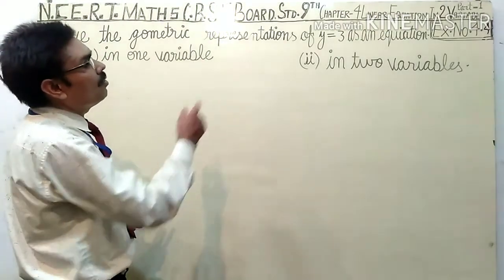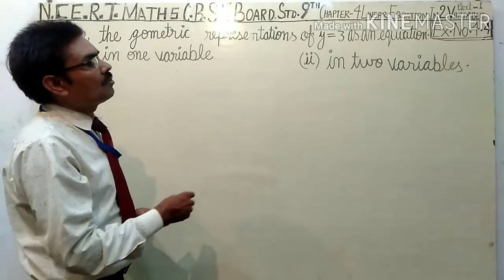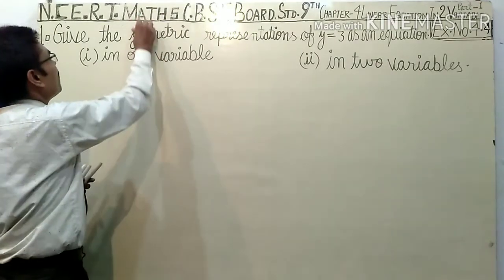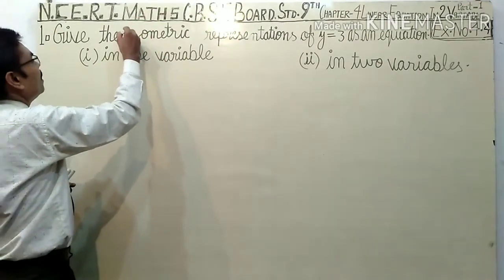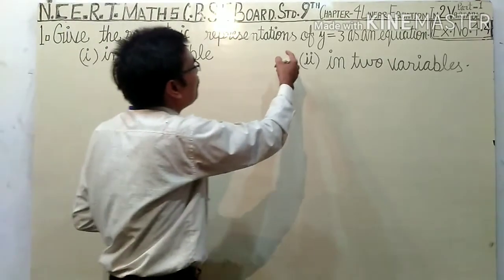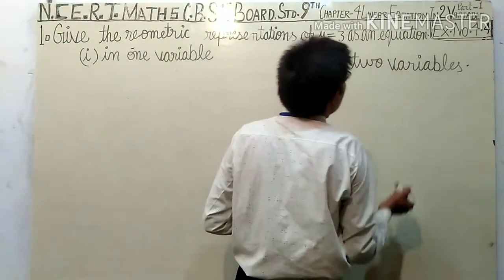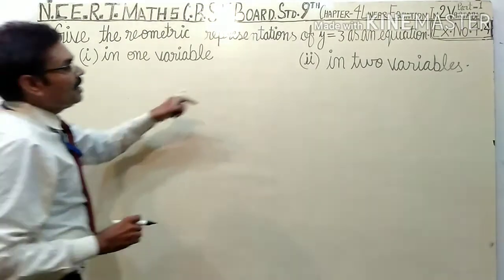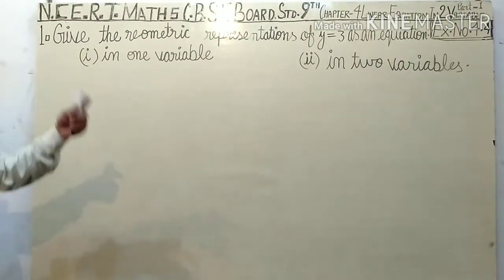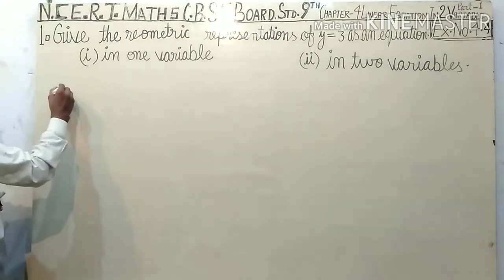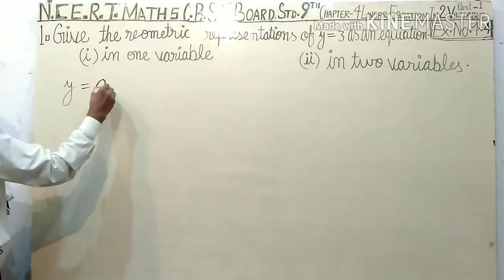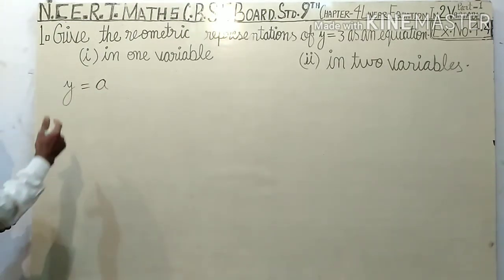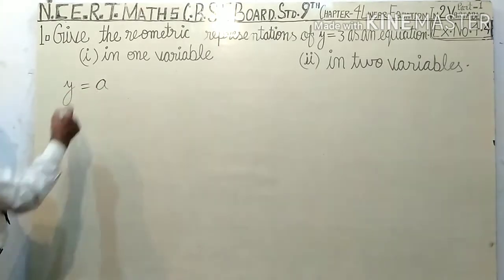And now take attention toward exercise number 4.4. Students, give the geometric representation of y equal 3 as an equation, first in one variable, second in two variables. This means the given equation resembles y equal a, where a is a real number other than 0. If a is not 0, here a is not 0.